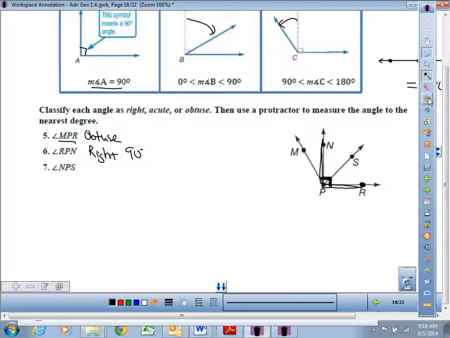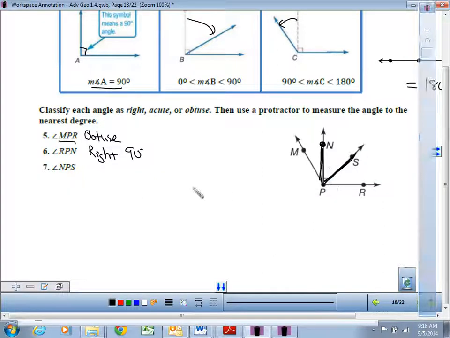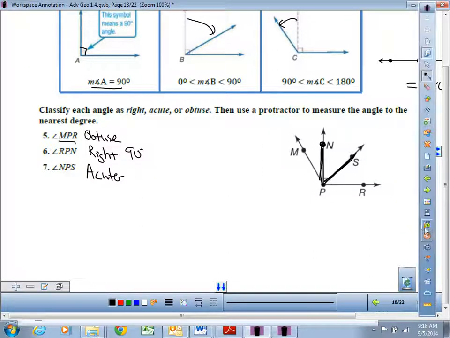Now, NPS. So we start at N, go through P to S. And that's within that 90 degree angle. So that is less than 90 degrees, and that would be acute, and whatever you measure that at.